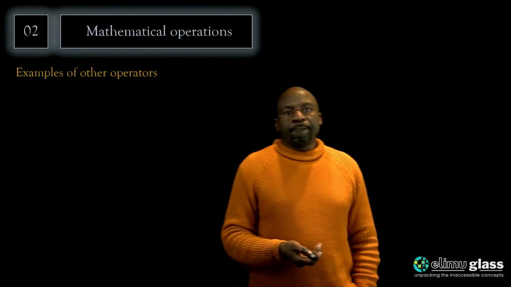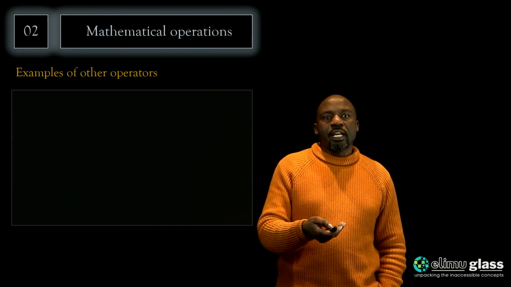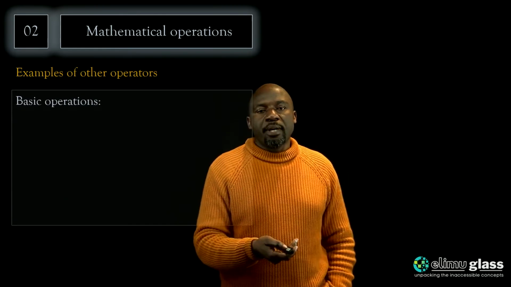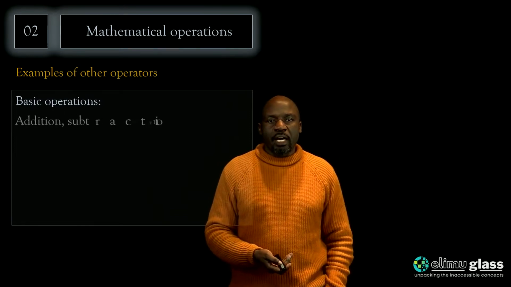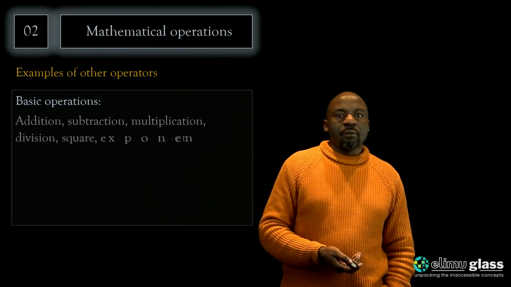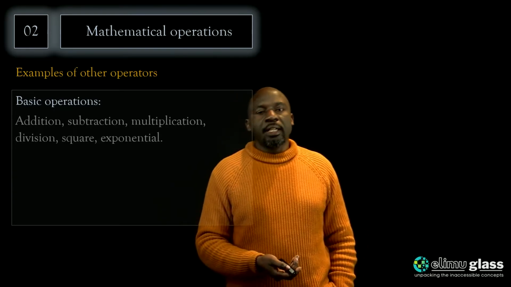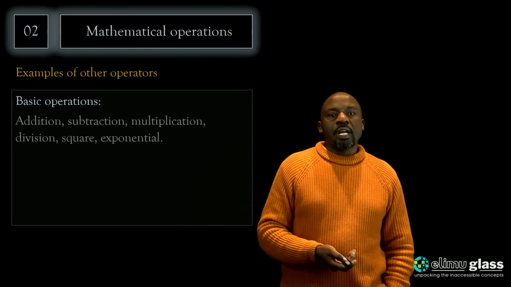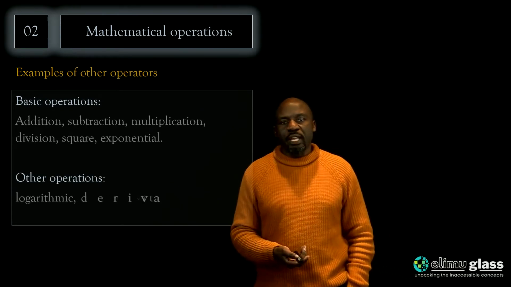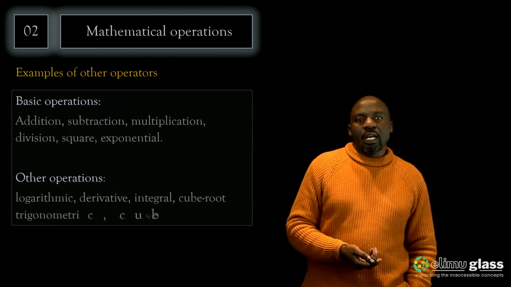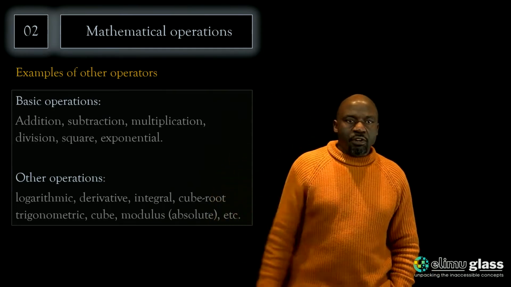Here are some examples of operators that we use in mathematics. The basic operators, some of which we've already talked about, are addition, subtraction, multiplication, division, the square, exponential, square root, and so on. But there are also other more advanced operators that you may or may not know, including the logarithmic operator, the derivative operator, the integral operator.